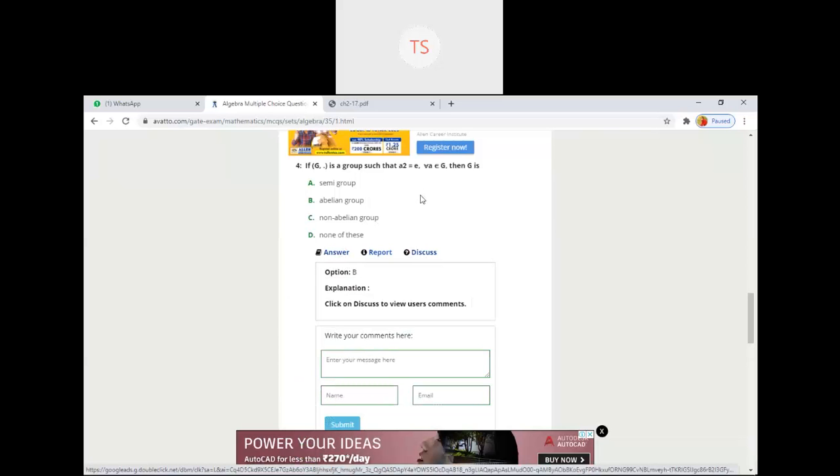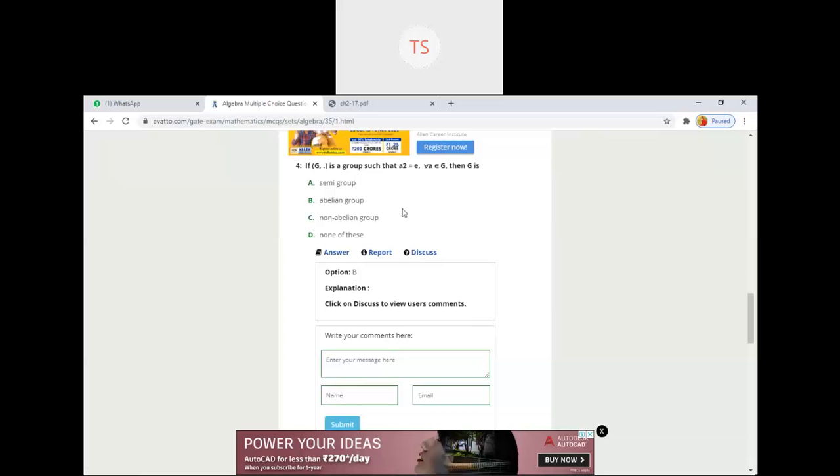So if it is a group, then option A and option B are already gone. We will not select option A and option B. Now left are options B and C, that means abelian and non-abelian. So we will go for the fifth property, that is the commutative property. Now let's see the commutative property.